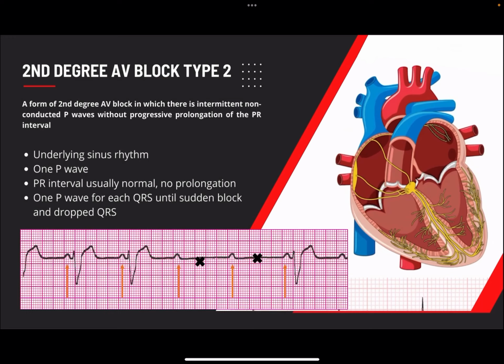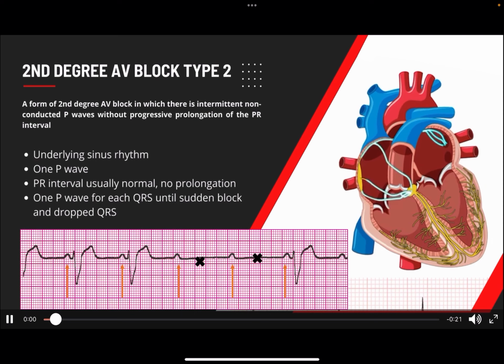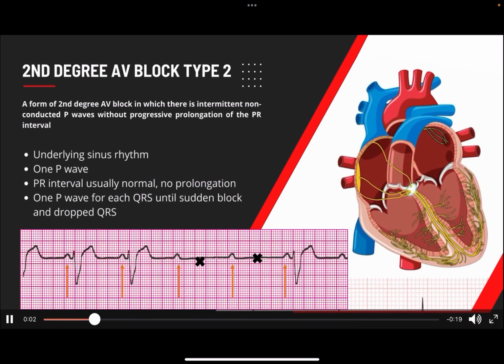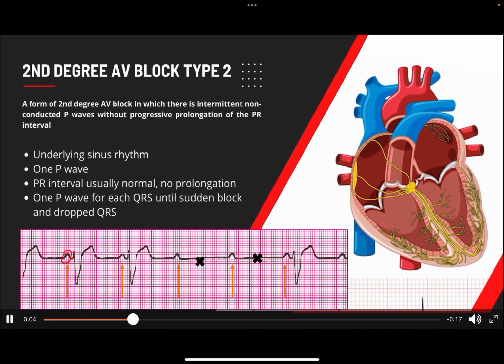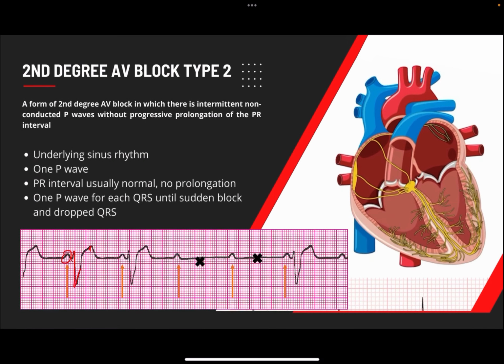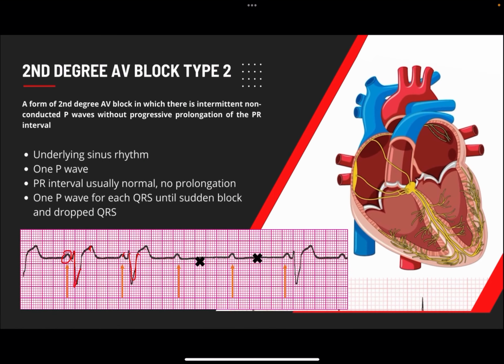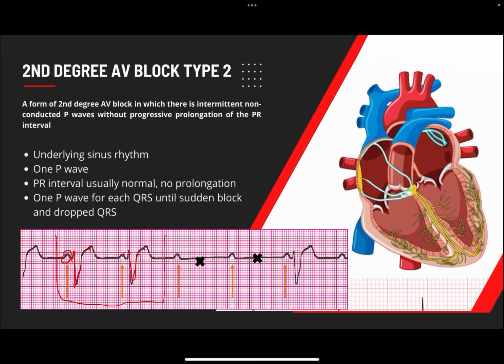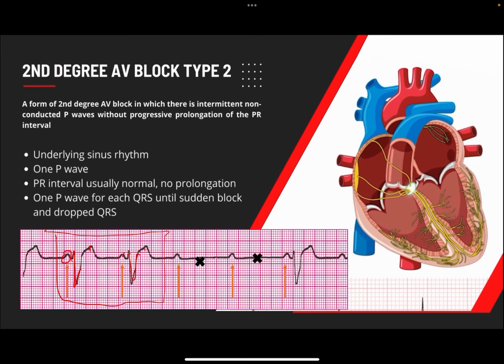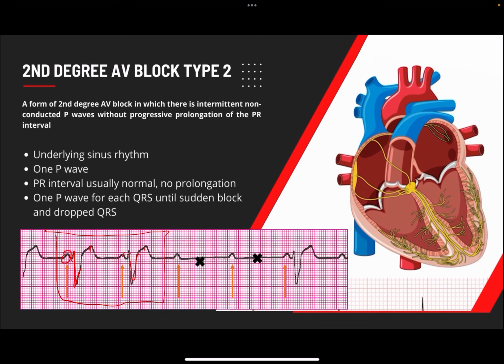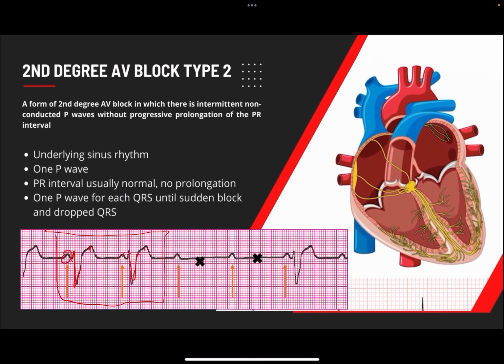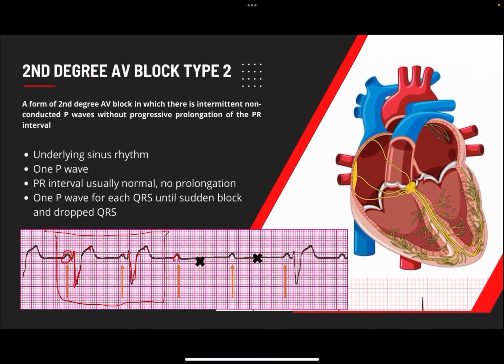Okay. Now with the second degree AV block type 2, this is more serious than the other one. The thing there, it's like it's normal. Initially you would see this. There's a P, there's a QRS, and there's a T. There's a P, there's a QRS, and there's a T. If you look at this, this actually looks like a normal ECG rhythm. But as you move along, now this is a P, the QRS is missing.